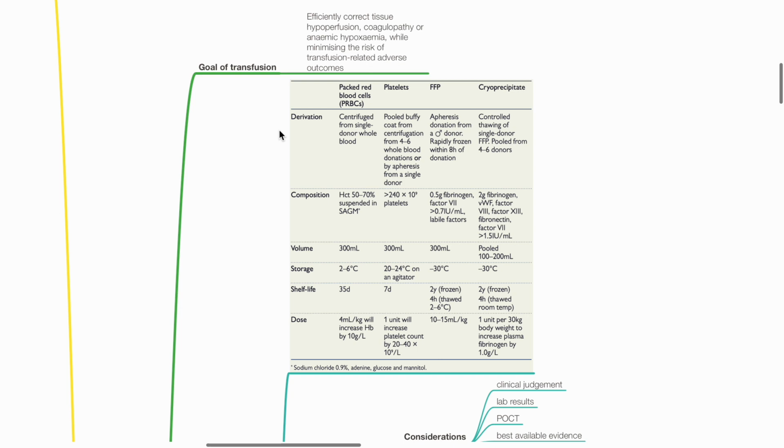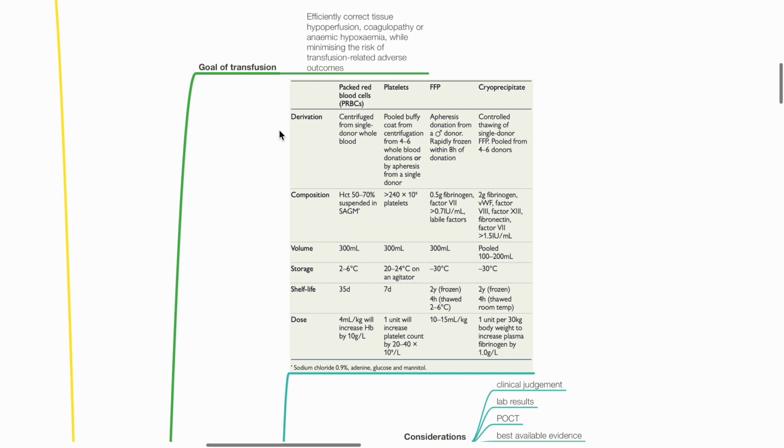FFP is obtained from apheresis donation from a male donor. It is rapidly frozen within 8 hours of donation. Composition is 0.5 grams of fibrinogen, factor 7 more than 0.7 international unit per ml, and labile factors. Volume is 300 ml. Storage is at negative 30 degrees Celsius. Shelf life is 2 years if frozen, 4 hours if thawed. Dose is 10 to 15 ml per kg.